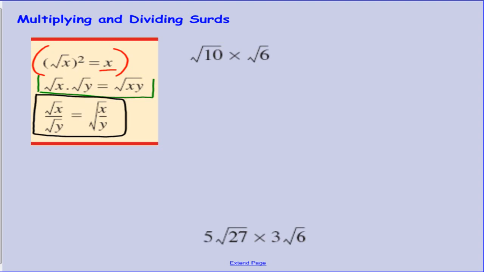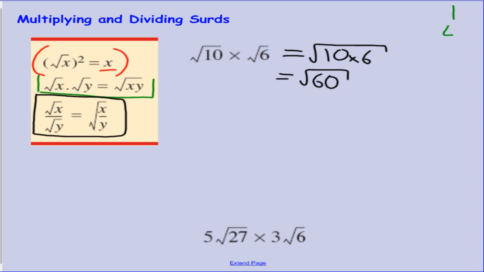Here we have the square root of 10 times the square root of 6. Now, according to our rule, we can put those together under the one square root sign. So we can have 10 times 6 under the one square root. So that gives us the square root of 60. Now that seems simple enough, but that isn't going to be the most difficult part of these questions. Once we have performed the operation, we then need to go ahead and simplify the surd.